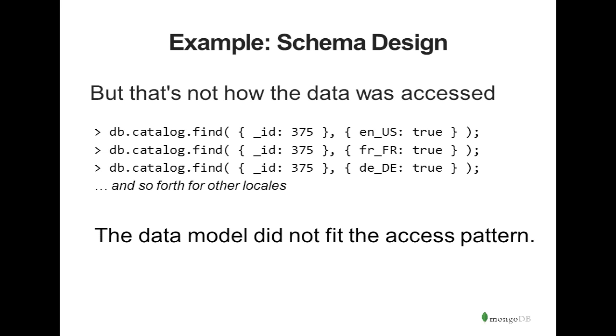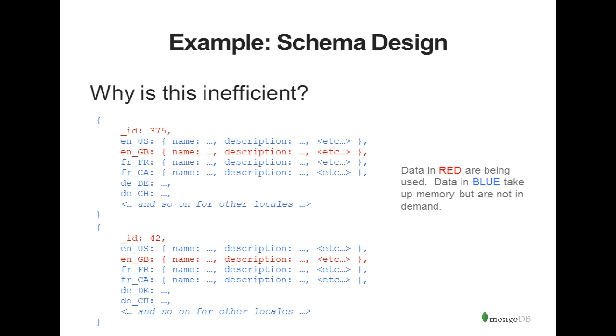The problem with this is that it didn't actually fit the access pattern. If I'm surfing a website and I want to buy a pair of shoes, and I speak the U.S. English dialect, I don't need the Parisian French translation. It is true that you can, so here's an example of doing a find. I want to find ID 375 and just give me back the English language. So this is how the access pattern was actually using this schema, but the data model didn't actually fit that access pattern. So what's wrong with this?